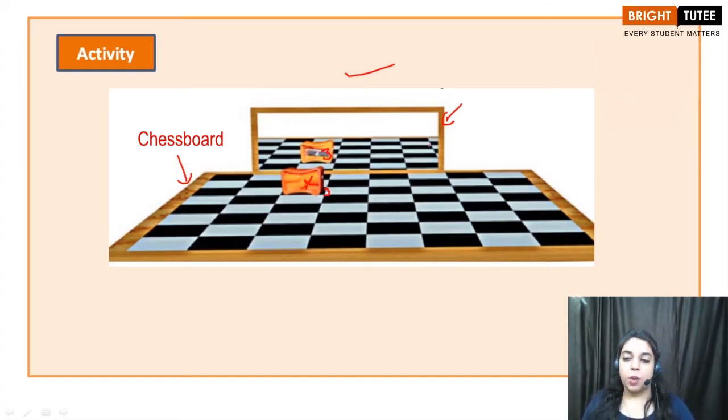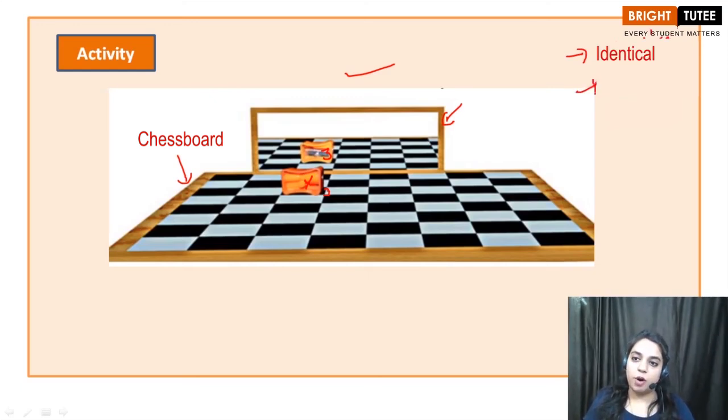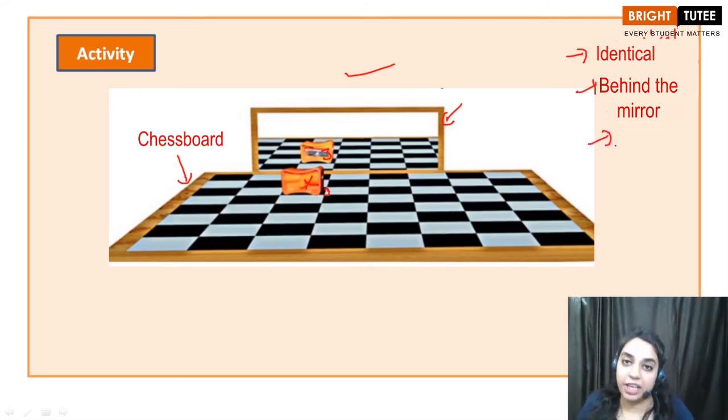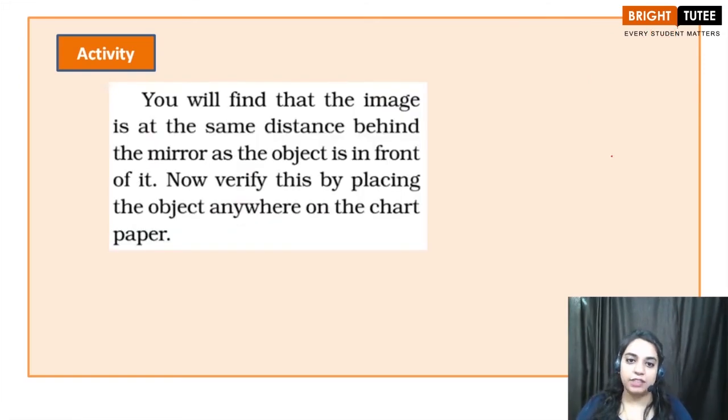Okay children, so what we can conclude from all the activities that we have done is that the image formed by the plane mirror is identical, that is, of the same size. Then it is formed behind the mirror, and finally, about the position, the image is always formed as far behind the mirror as the object is in front of it. Okay children, I really hope that you would have understood this activity really well.